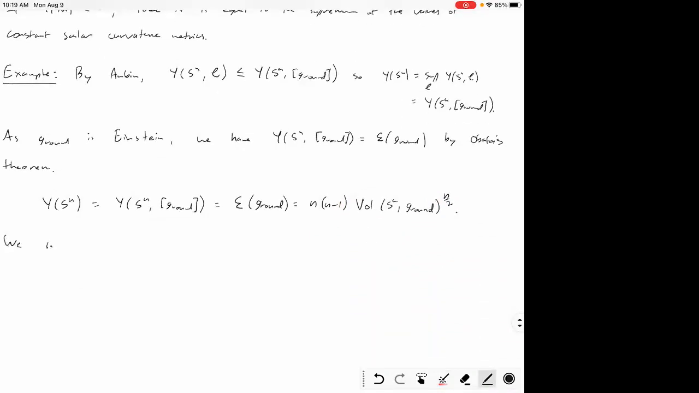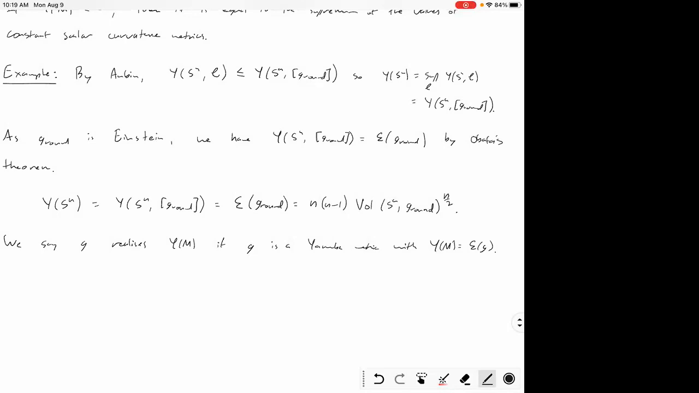So in this case, the Yamabe invariant was just equal to the value of the functional of some metric. So we say g realizes Y(M) if g is a Yamabe metric with Y(M) equal to E(g). In this case, we would say the round metric realizes the Yamabe invariant because it is a Yamabe metric whose normalized Einstein-Hilbert functional value is equal to the Yamabe invariant itself. So it's a metric which realizes that value.